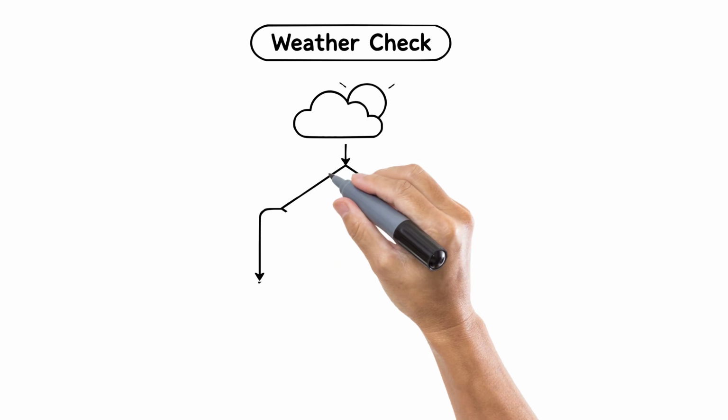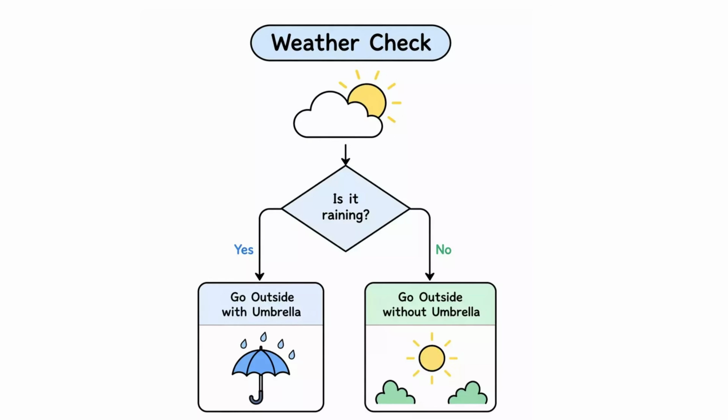Let's look at a simple weather example. You want to go outside, but first you check whether it is raining. If it is, you take an umbrella. If not, you just go. That is a tiny but perfect example of decision-based logic.